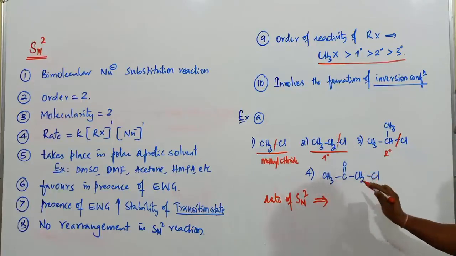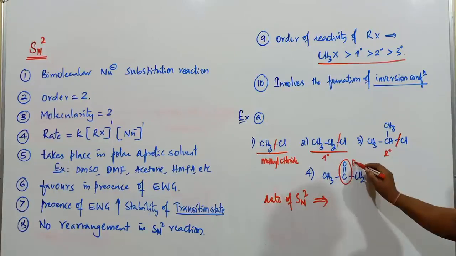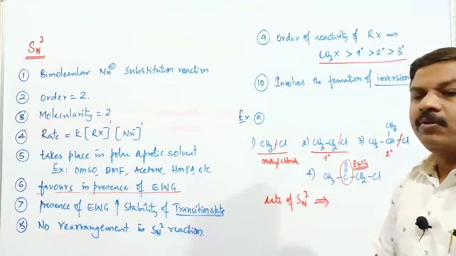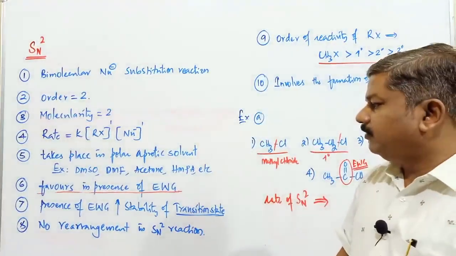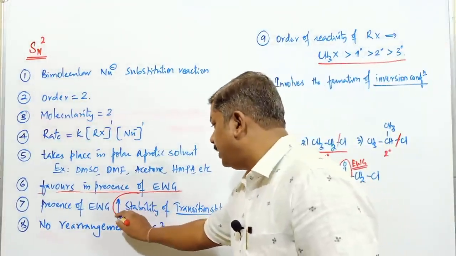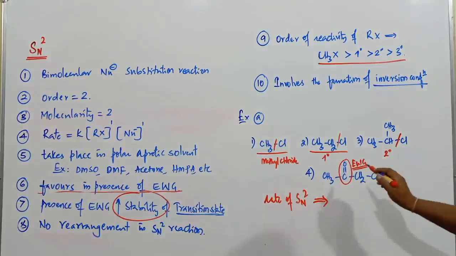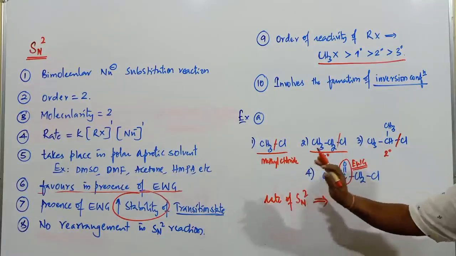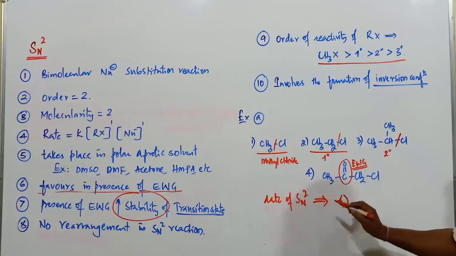If you observe carefully, this group is considered an electron withdrawing group. In presence of an electron withdrawing group, it favors the reaction. Why? Because it increases the stability of the transition state. So wherever the compound has any type of electron withdrawing group, the rate of SN2 is maximum. Now the rate of SN2 mechanism is maximum in the case of the fourth one.